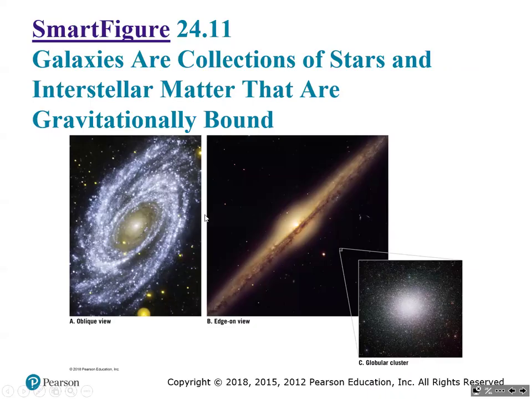So here are some pictures of galaxies. This is an oblique view of a spiral galaxy. This is an edge-on view of a spiral galaxy. This is one of the outer structures called a globular cluster that are part of the halo of a galaxy, spiral galaxy like our own. So these are some images of other galaxies. It's hard to take an image of our own galaxy because we're in the middle of it.